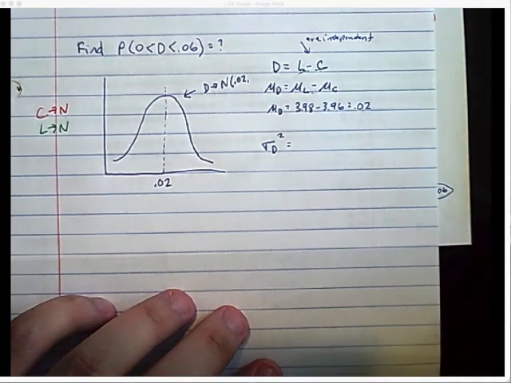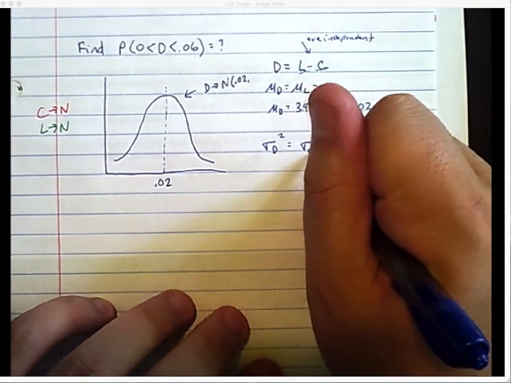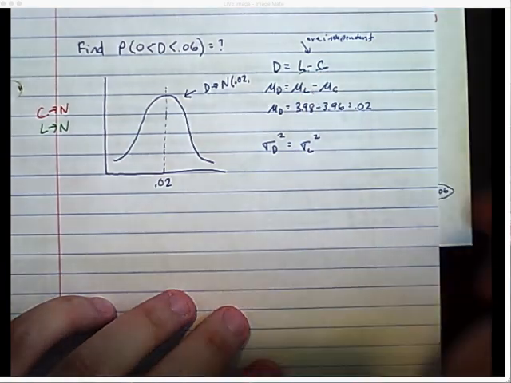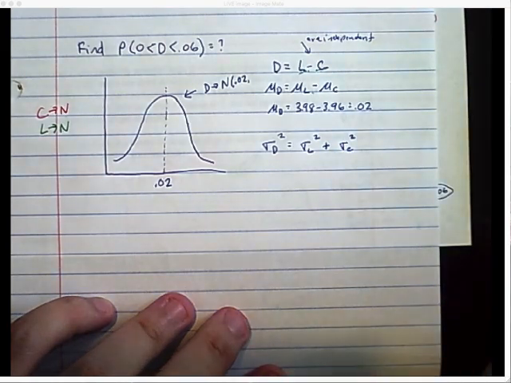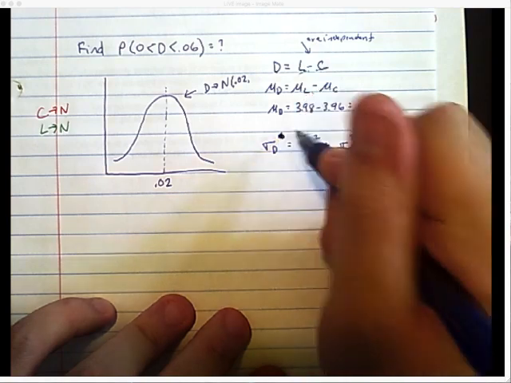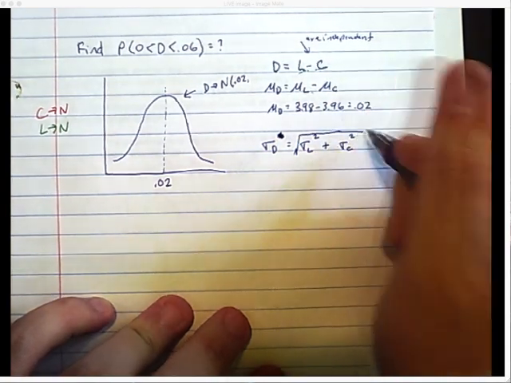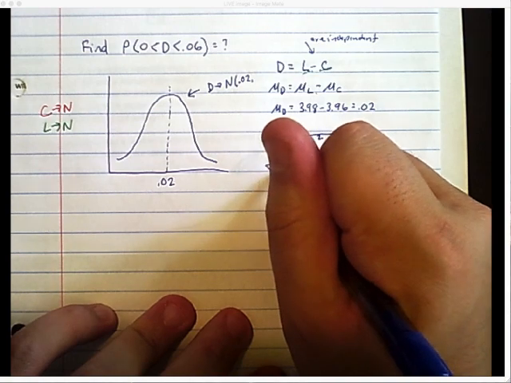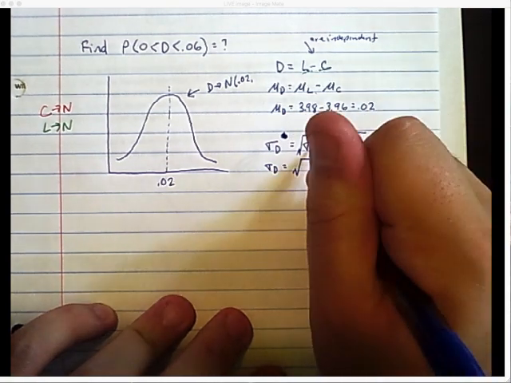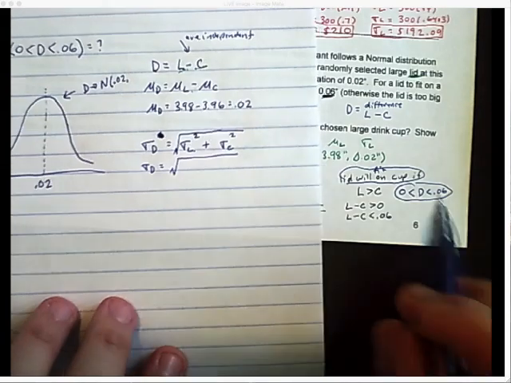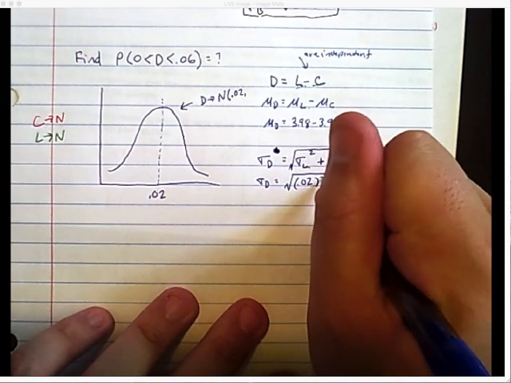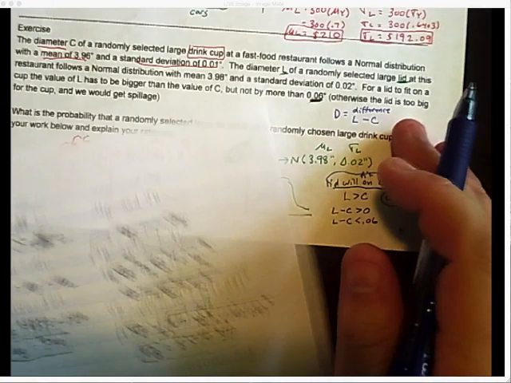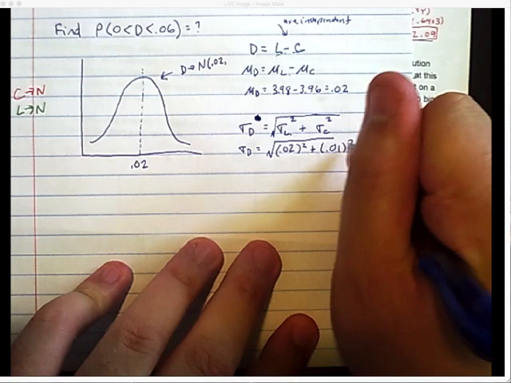Remember, you can only add variances. So I need to take sigma sub L squared, that's the variance of the lid diameters, plus the variance of the cup diameters. So if I want to cancel out this square, then I have to take a square root. So to find sigma sub D, we're going to take sigma sub L and then square it. Well, sigma sub L is 0.02. So we're going to take 0.02 and square it. Sigma sub C is 0.01. And we're going to square it.